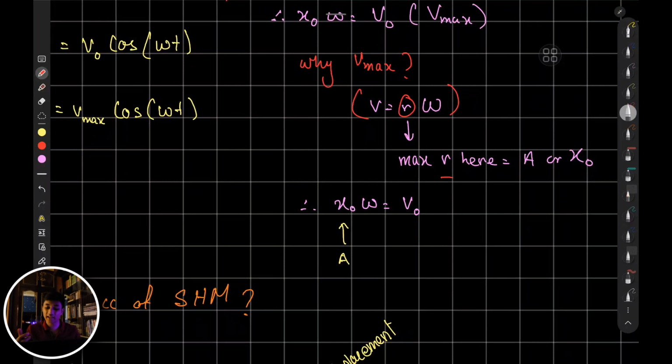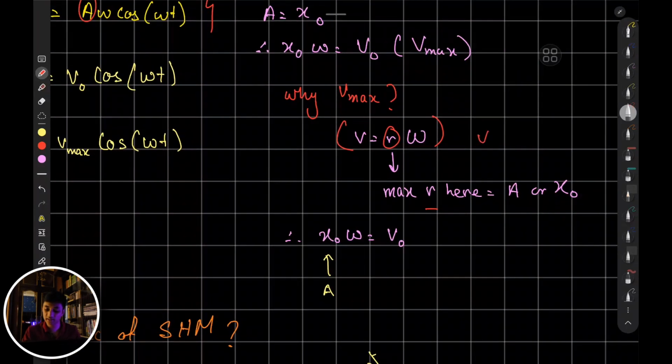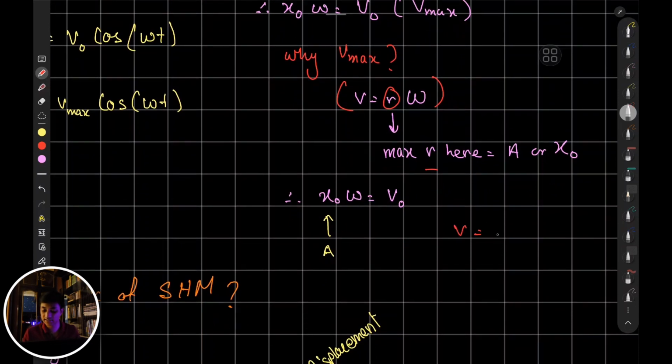So if you get v equals a omega, this is going to give you your v max, because the formula for velocity is r omega. Now what is the maximum value of r? Maximum value of r is amplitude in this case.